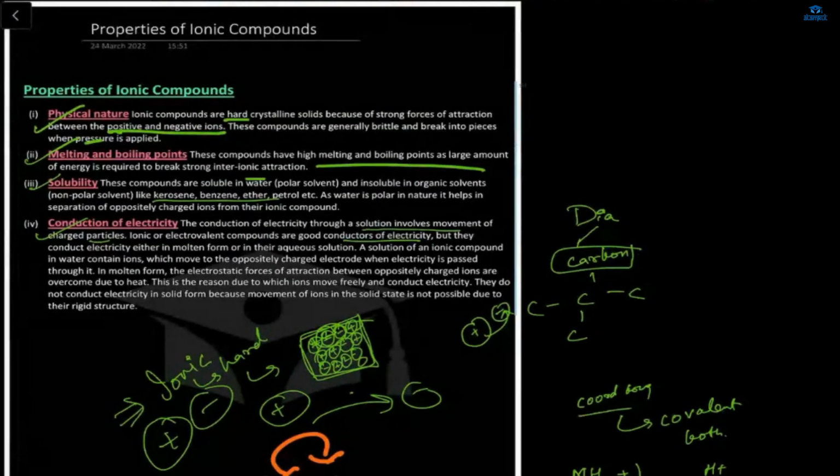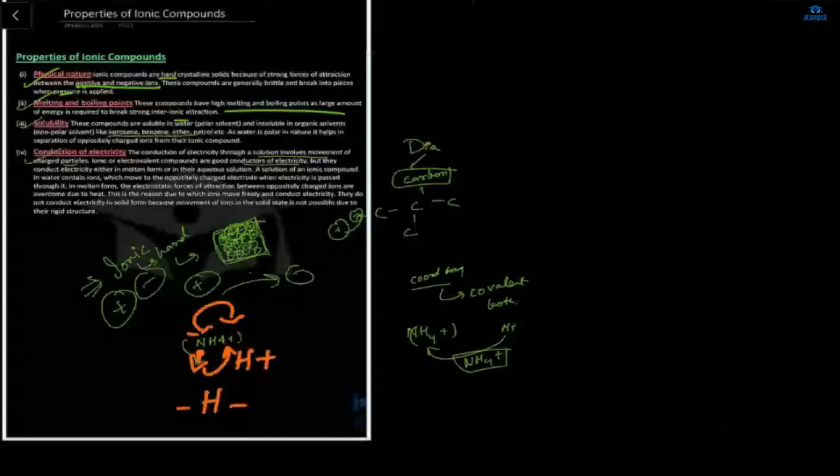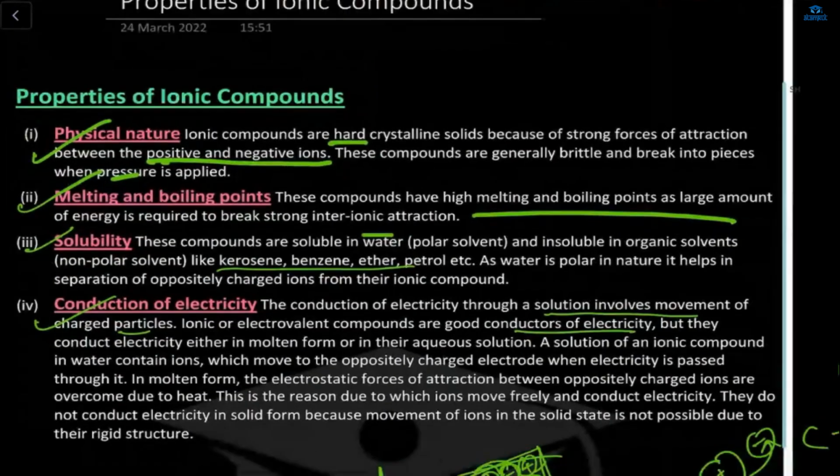Next is the properties of ionic compounds. So what are the properties of ionic compounds? There are four total properties. First is the physical nature. That day we discussed it here, but you were not there. Second is the melting and boiling point, then solubility, and the conduction of electricity.